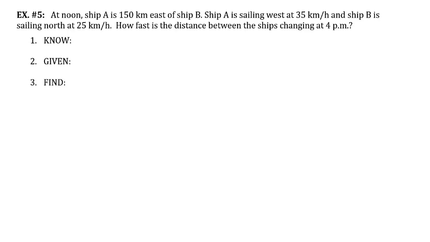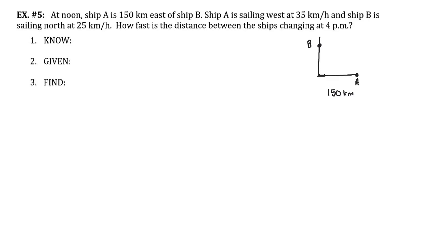So let's draw a picture. Let's say we start at an origin, and ship A is out this direction, and ship B is going to be north here. Now with this, we know ship A, let's say A is out here, and it's 150, what were the units? Kilometers. 150 kilometers east of ship B. And ship B, let's say, would be up here.